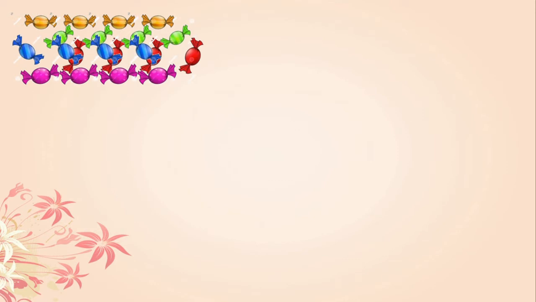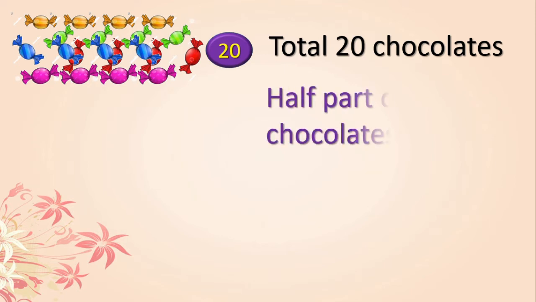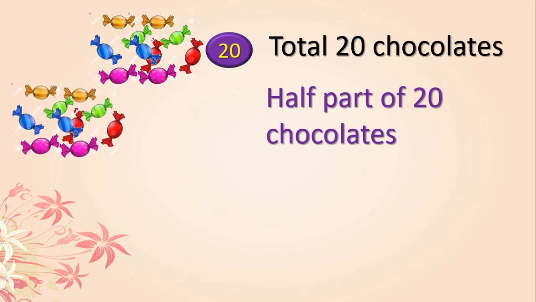Now, I hope you understood about the 3 quarters. We will understand clearly by using one more example. See here, so many chocolates are there. How many chocolates are there here? 20 chocolates are there. Total 20 chocolates are there. Okay, now what will we do? Half part of 20 chocolates. Come on, tell me how many? Yes, half of 20 is nothing but 10.